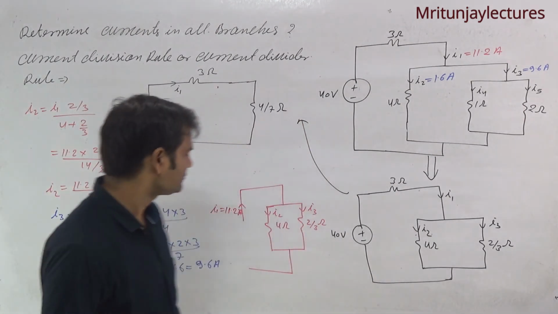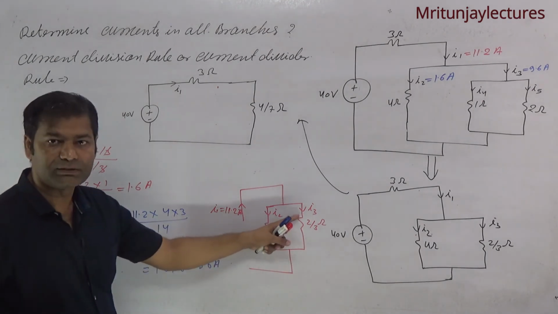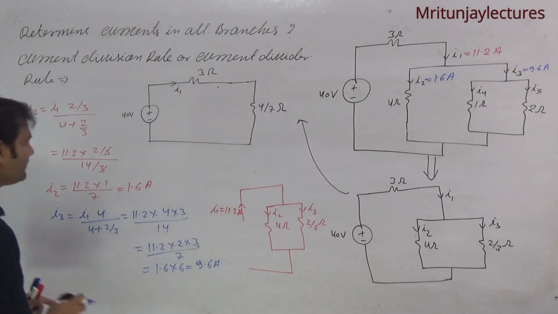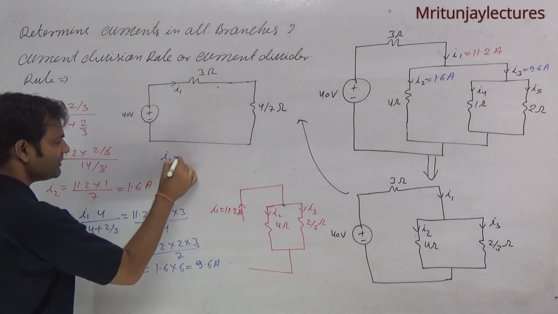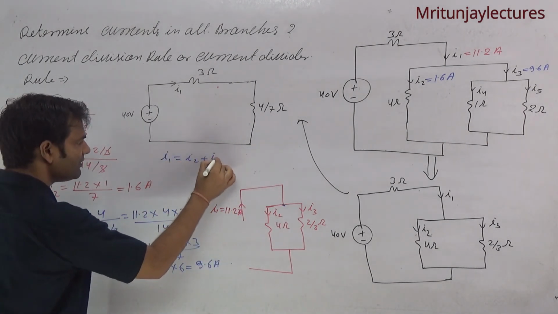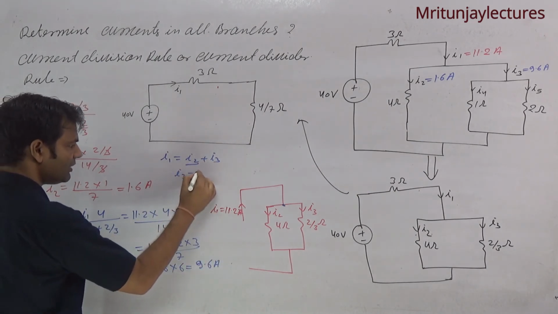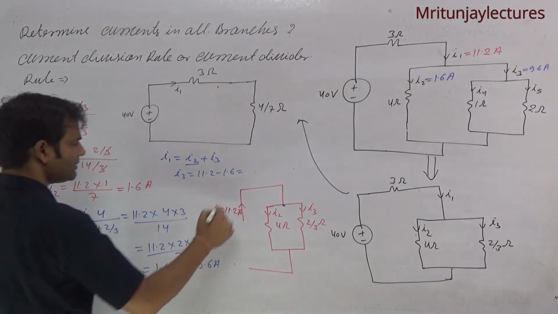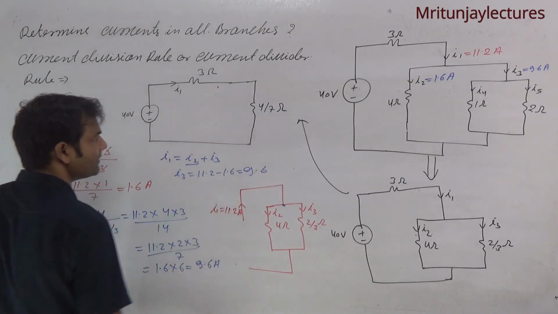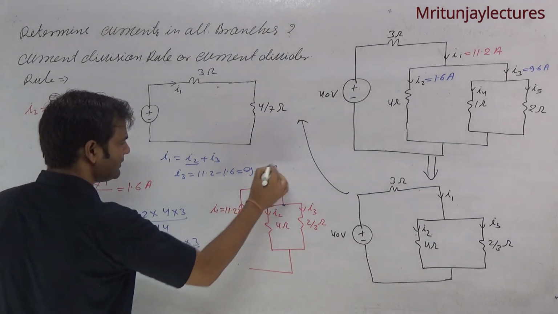Now you can also determine this one with the help of KCL. I know that I1 will be equal to I2 plus I3. I2 is 1.6, so I3 will be equal to 11.2 minus 1.6, that is 9.6 ampere. Okay, clear?